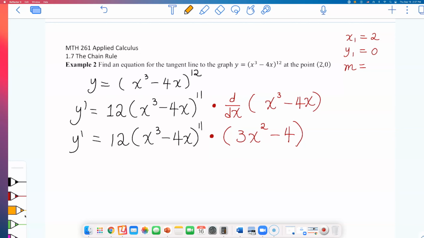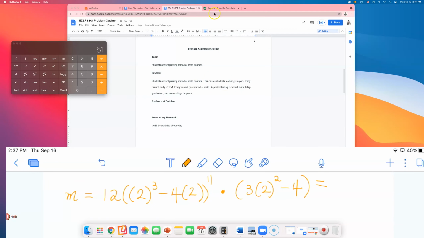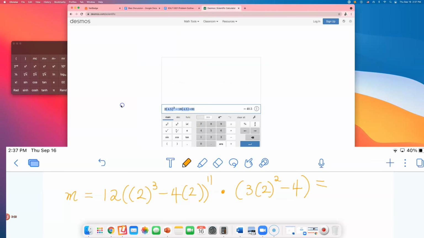So let's go ahead and use this to find the slope. Slope is what we will get when we plug in the x value into this derivative function. So plug in 2 everywhere you see x, and we will get the slope. For this arithmetic, let me type this into my scientific calculator. 12 times 2 to the third power minus 4 times 2, that's getting raised to the 11th power.